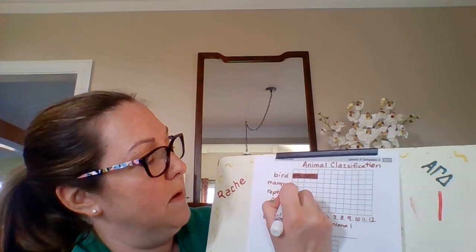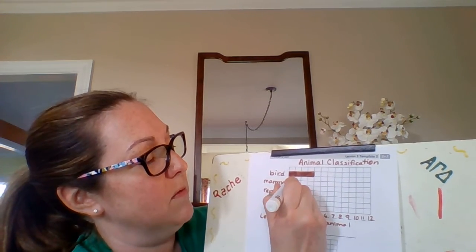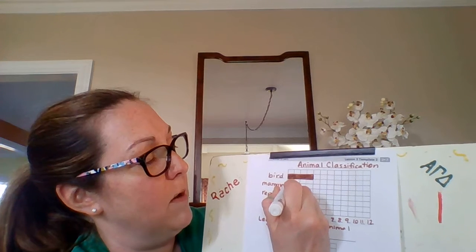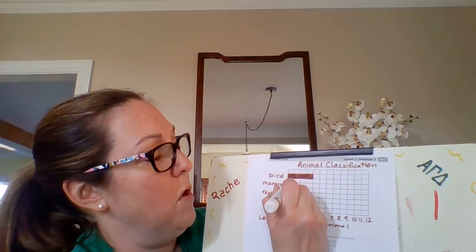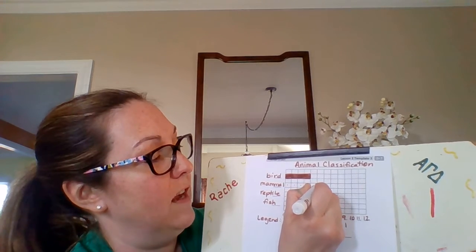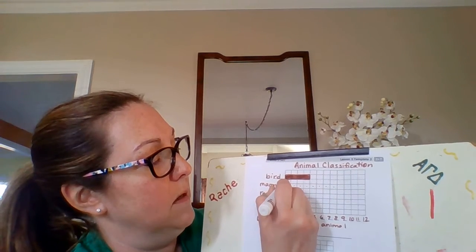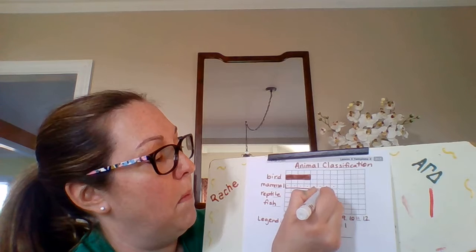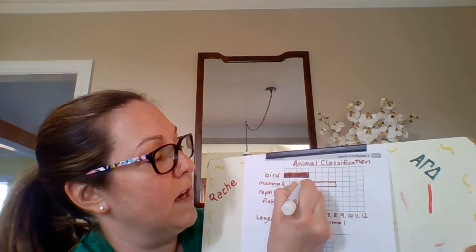And there were 8 mammals. So maybe what I might do is dot my boxes first to see how far I'm coloring. I might go 8 mammals. Okay, 1, 2, 3, 4, 5, 6, 7, 8. And then I can outline it.